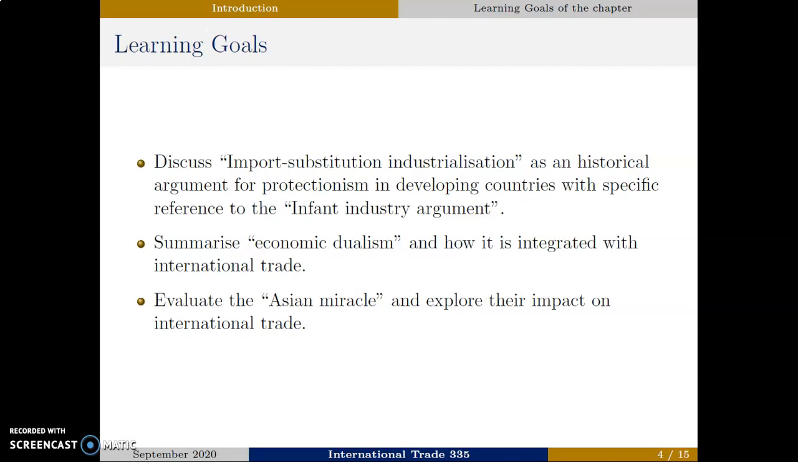The second, economic dualism, is where 2 systems or outcomes take place in the same system. You should know how this effect is integrated into international trade and provide examples of such economic dualism in international trade. You should be able to briefly discuss the Asian miracle of trade that serves as a counter to the infant industry and import substitution case.